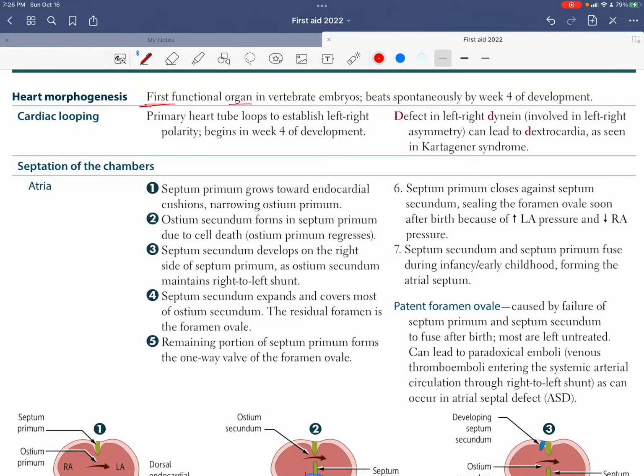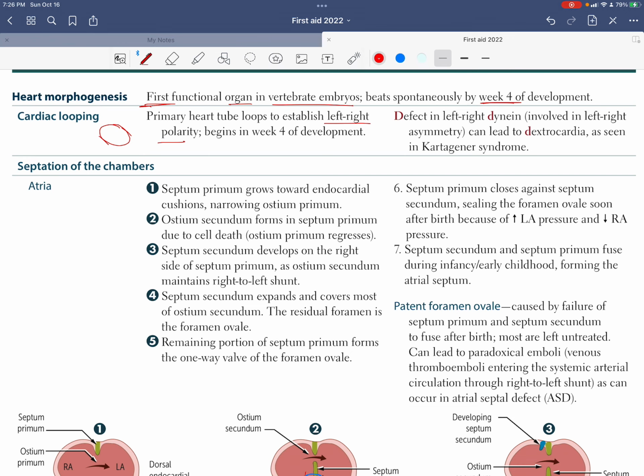Heart morphogenesis: the heart is the first functional organ in vertebrate embryos, beating spontaneously at week 4 of development. So it's the first organ to function in an embryo, and it starts beating at week 4. For the cardiac looping, the primary heart tube loops to establish left-right polarity.